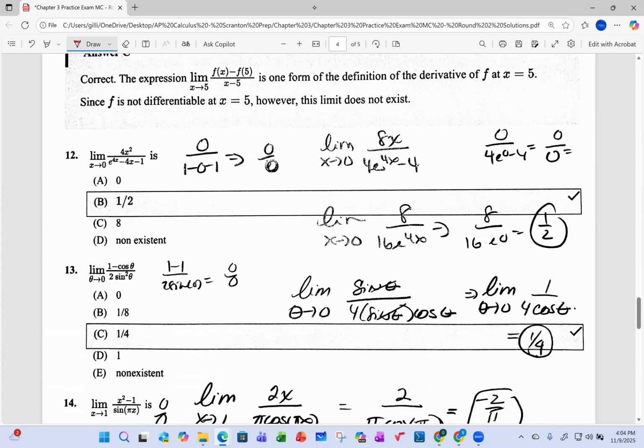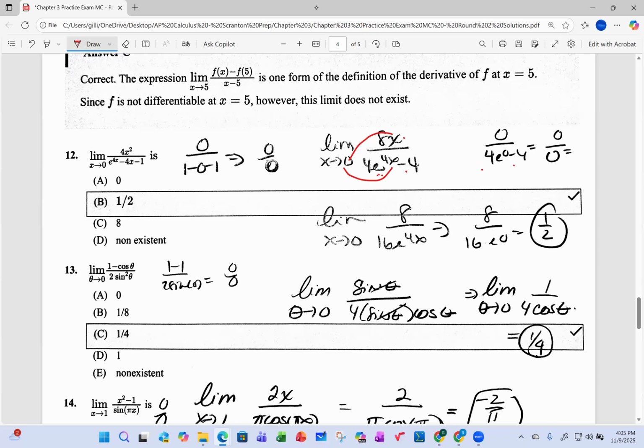And number 12, I think we may have to call L'Hopital there twice. The derivative of the top is 8x. The derivative of the bottom is 4e to the 4x minus 4. And when I substitute the 0 in again, e to the 0 is 1 times 4 is 4, and 4 minus 4 is 0. So I get 0 over 0 again.